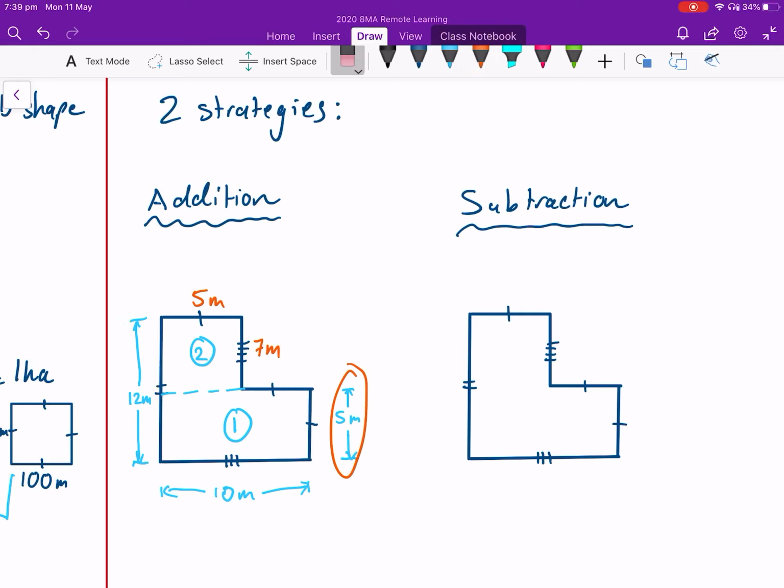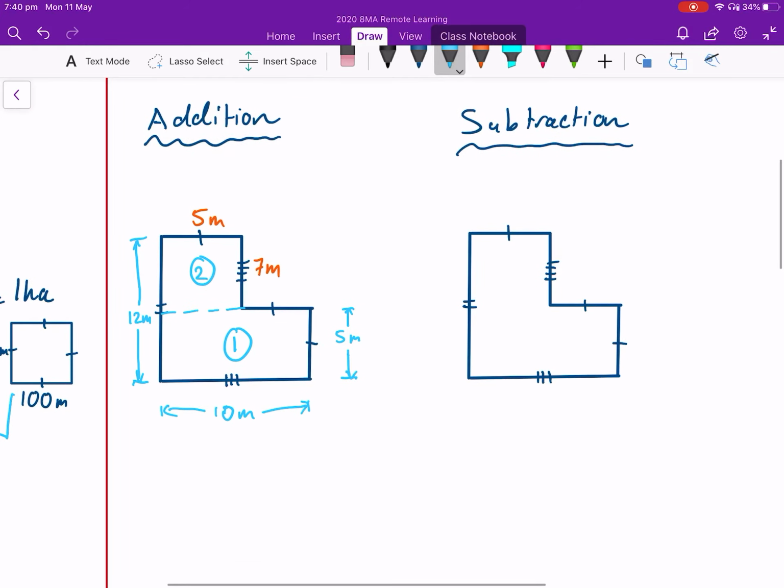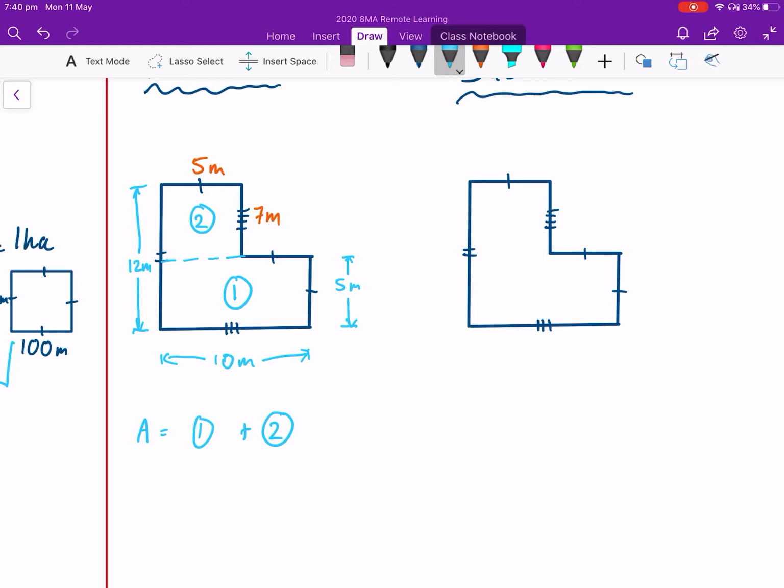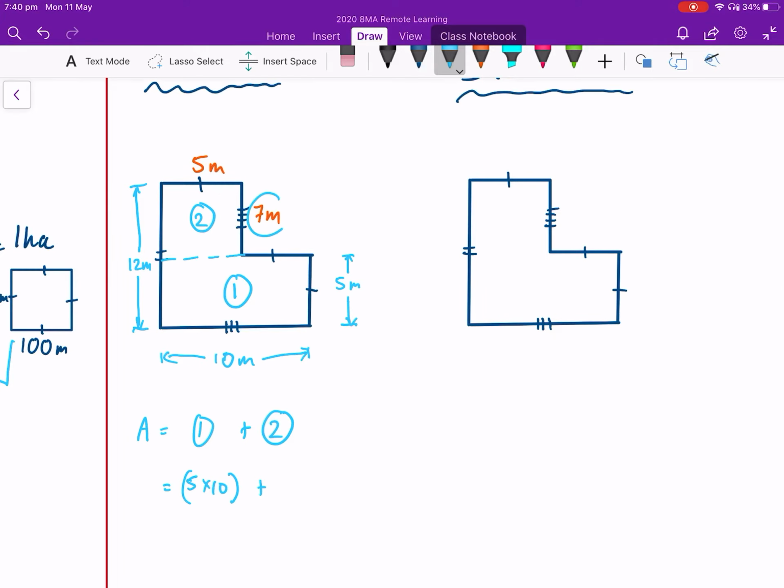Okay. So now that I've got measurements here, I can actually add these together. So I'm going to find the area of 1 and add it to the area of 2. So if I look at just the area of the first shape, the rectangle, that has a base length of 10 and a height or breadth of 5. So I'll go 5 times 10. Plus, now the second shape up here is 7 and 5. So I'll times them together because it's a rectangle.